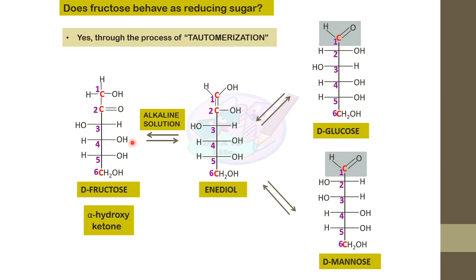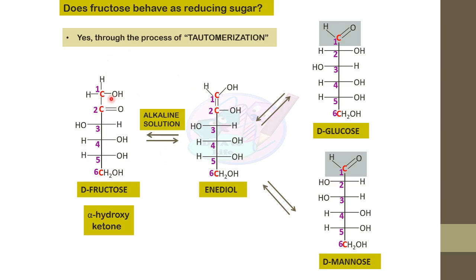So the question is, does fructose behave as a reducing sugar? Does fructose give a positive Fehling test? The answer is yes, through the process of tautomerization. Fructose has a ketone group, and a ketone does not act as a reducing agent, but fructose is an alpha hydroxyketone, meaning that when the carbon next to the carbonyl carbon contains a hydroxyl group, it is called an alpha hydroxyketone.